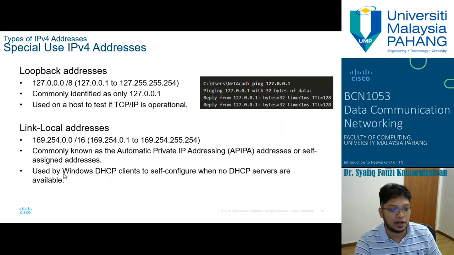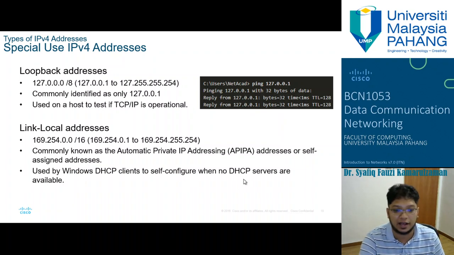Okay, so this one is used by Windows DHCP clients to self-configure when no DHCP servers are available.